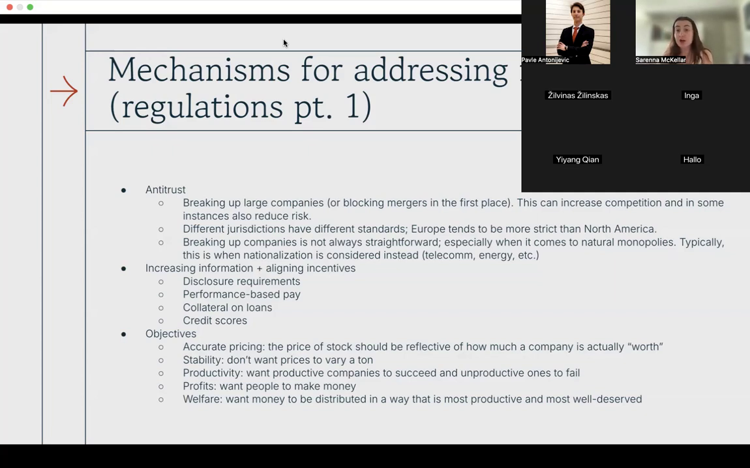And then the idea of stability as well. You don't want prices or your currency, either as a state, to vary a ton. Stability is generally quite desirable. One of the things the Fed tries to do by lowering inflation is inherently try to keep prices stable. There's productivity, so you want productive companies to succeed and unproductive ones to fail. So often you'll see policies that target that by offering tax breaks or subsidies for companies that want to reinvest in productive technology or want to hire the best workers, things like visa programs that support bringing in very productive people from other countries. Obviously, profits, want to protect firms' viability, and then welfare. So we want money to be distributed in a way that's most productive and most well deserved.